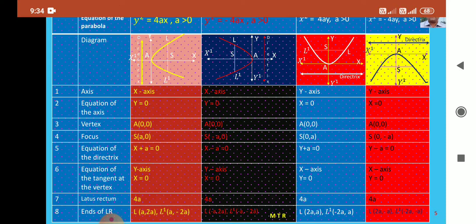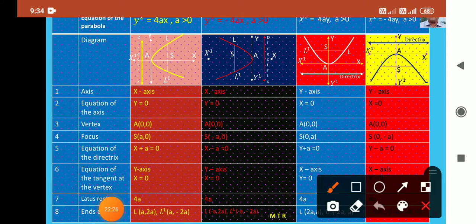Suppose the parabola is y square is equal to minus 4ax where a greater than 0. Here y square is equal to minus 4ax. For y square to be greater than or equal to 0, x must be less than 0. So if x less than 0, the parabola is on the left side of the y-axis, along the negative x-axis. So in this case, the x-axis is the axis.